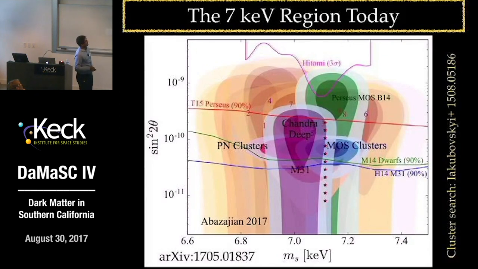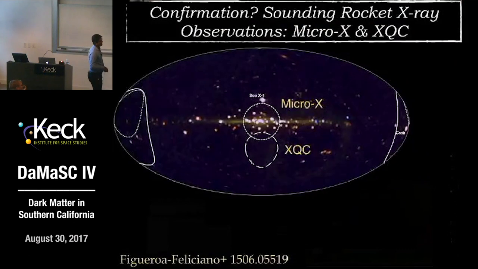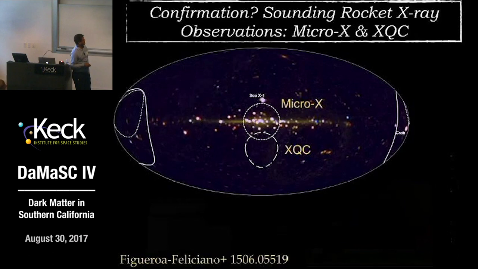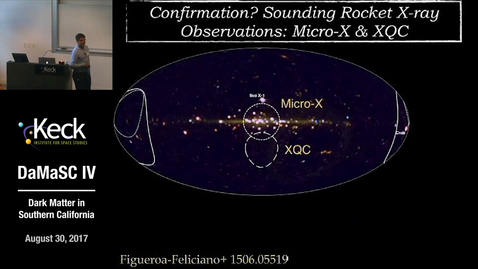Now, does that mean it's dark matter? It's going to take more to find out. So we want confirmation. How do we get confirmation that this is dark matter? There's a proposal by a Northwestern University-led team to fly micro-X and XQC from Australia, where you can see the galactic center, and expose microcalorimeter CCDs either exactly in the galactic center or just offset.